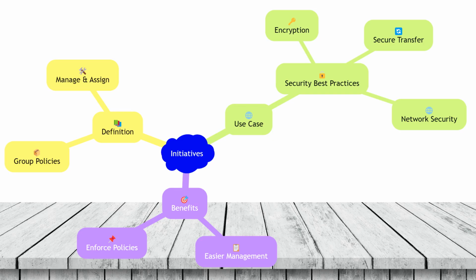Initiatives allow you to group multiple policy definitions into a single unit. This is useful for managing and assigning policies that are related or that need to be applied together. For example, you can create an initiative for security best practices that includes policies for encryption, secure transfer, and network security. This makes it easier to manage and enforce related policies.